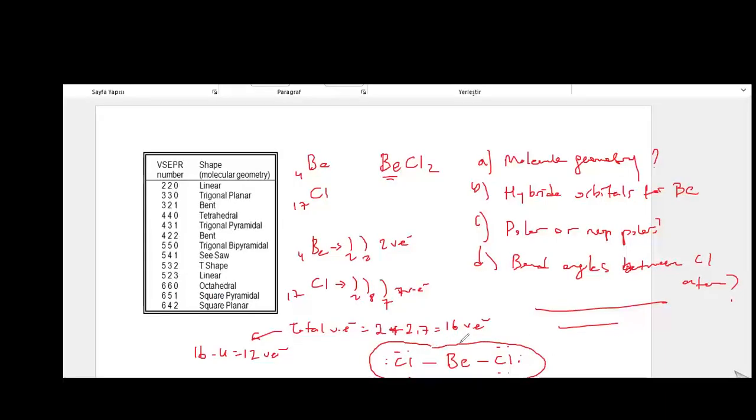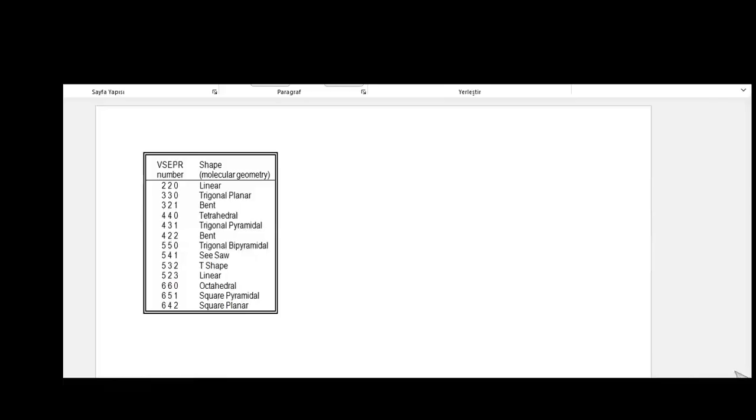So, let's try to find the VSEPR numbers. If you look at the beryllium atom, it has two electron domains, two single bonds, and zero lone electron pairs on it. So if you look at the table, you are going to see that it has a linear molecular shape. It has a linear molecular geometry. So, let's check the other.